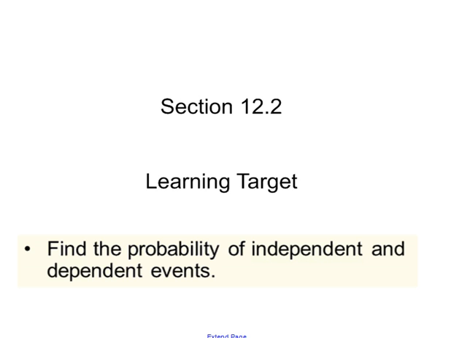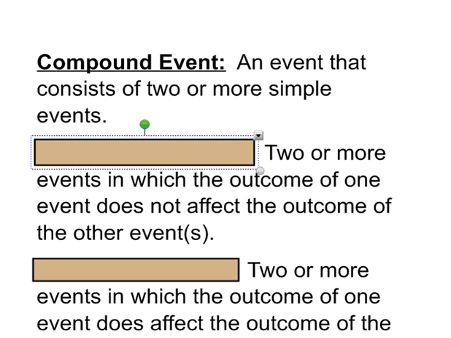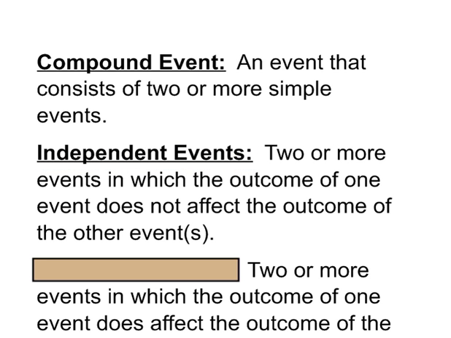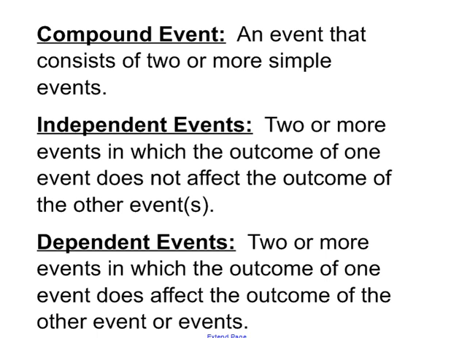Well, we need to define those two terms. A compound event is an event that consists of two or more simple events. So it's two or more events, one occurs and then the other one occurs. Independent events, two or more events in which the outcome of the one event does not affect the outcome of the other, so they are independent of each other, they are not related. And dependent events are two or more events in which the outcome of one event does affect the outcome of the other, and we'll do examples of both.